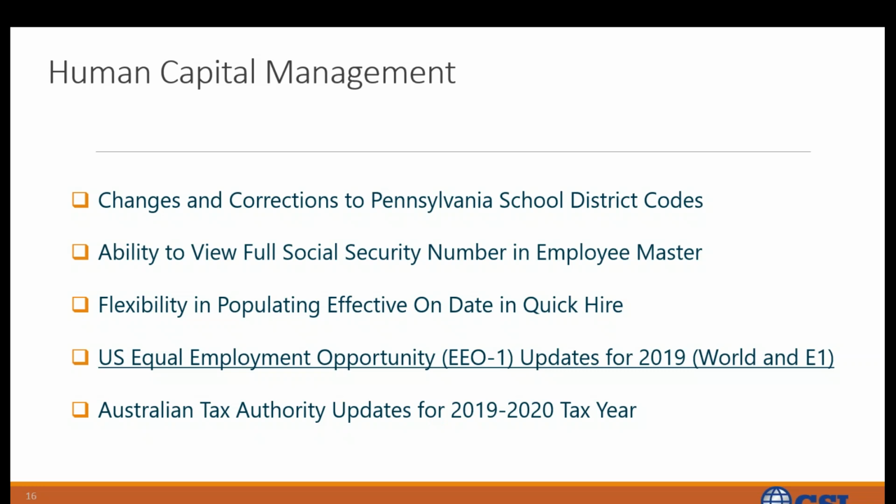So they've got some corrections to the Pennsylvania school district codes. The ability to see the full social security number, apparently. I asked about this one particularly. I'm like, well, what do you mean? Well, usually, if there's security turned on, it's on for everybody for a social security number. So there's a way now that I guess that role can now see that, which is pretty nice. Flexibility in populating the on date for quick hires, and the EEO information is updated, as well as the Australian Tax Authority updates.